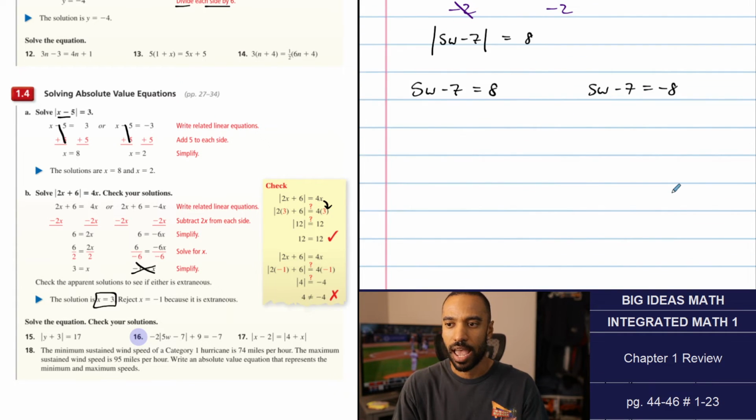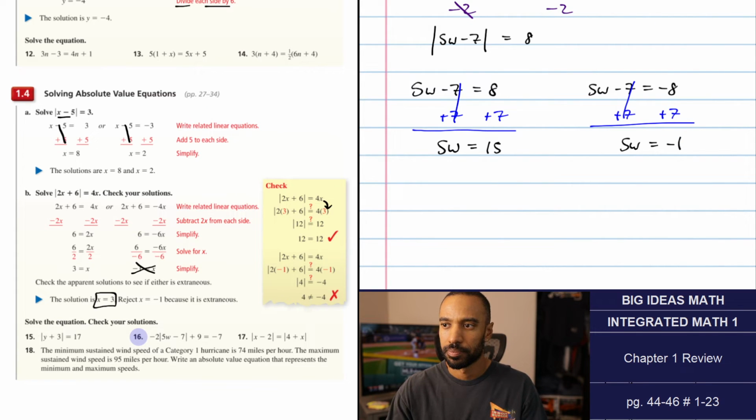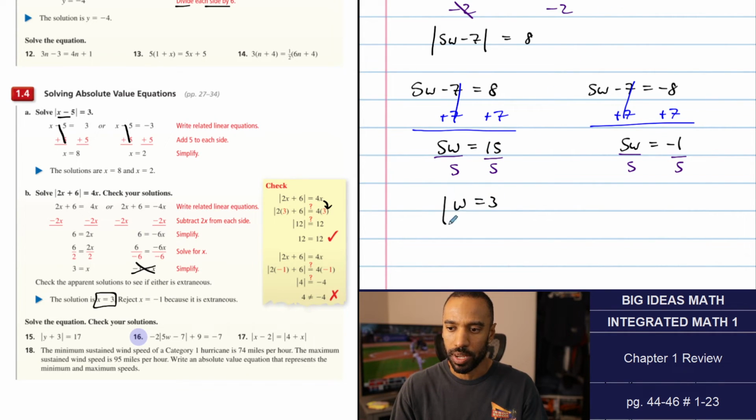Now, the same thing is going to happen in both equations, where we will add 7 to both sides, and then we will be dividing both sides by 5. The difference is 8 plus 7 and negative 8 plus 7 give you two different answers. So when we divide by 5, we'll also get a different appearance in that portion as well. So here 5w equals 15, whereas here 5w equals negative 1. When I divide both sides by 5, lucky me, this divides out evenly. You get w equals 3.